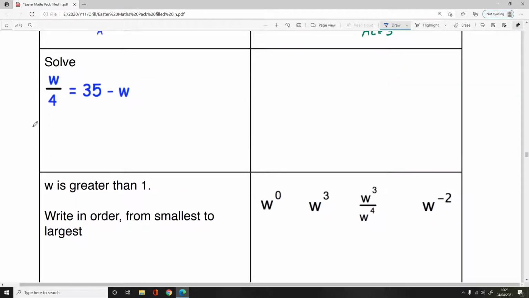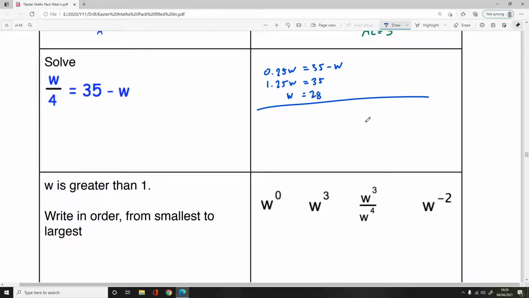Right. Bit more algebra to solve. You might prefer to write this as a decimal. Or you might prefer to have this as fractions. If I was doing this as the decimal, I would say 0.25w is 35 minus w. I'd add w to both sides, and I'd divide by 1.25. And that'll give me that w is 28.